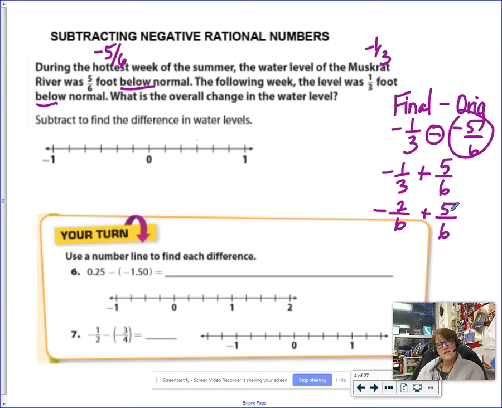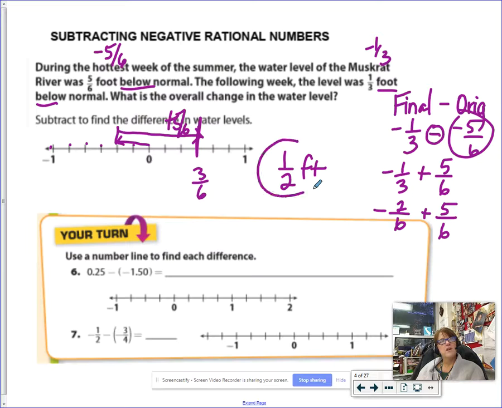Different signs means I'm going to find the difference. Notice that they've already set up the number line here in sixths. So if you get this visual, I'm going backwards 2/6 to be negative, and then I have to come forward 5 of them, and I land right here, which is 3/6, which is 1/2. This is a word problem, 1/2 of a foot. That was the overall change.